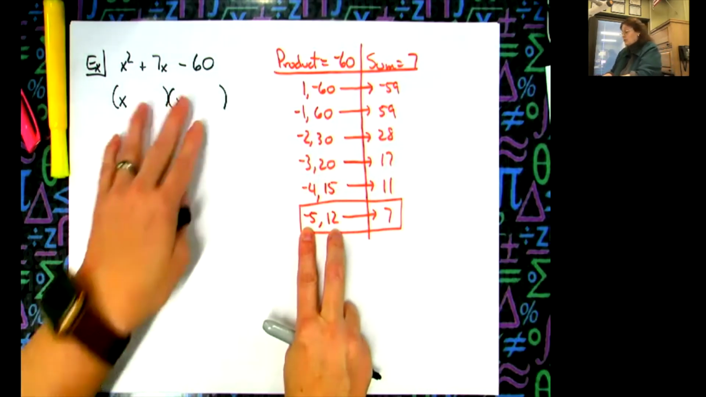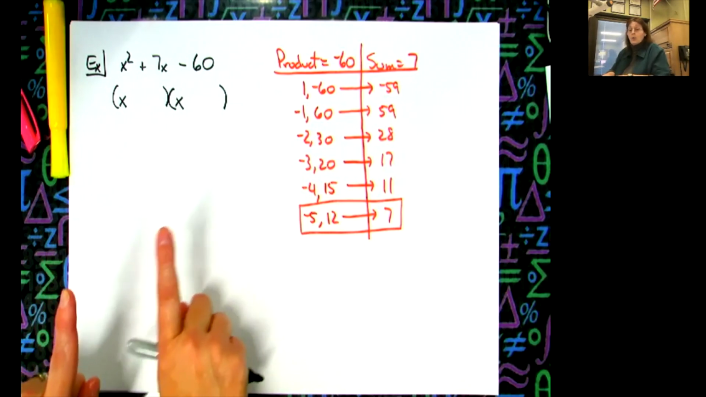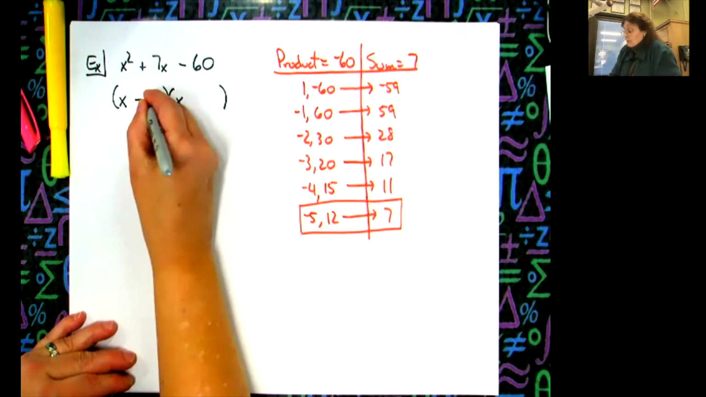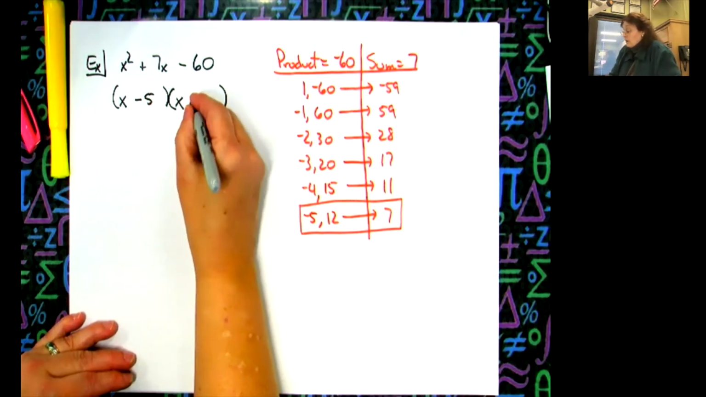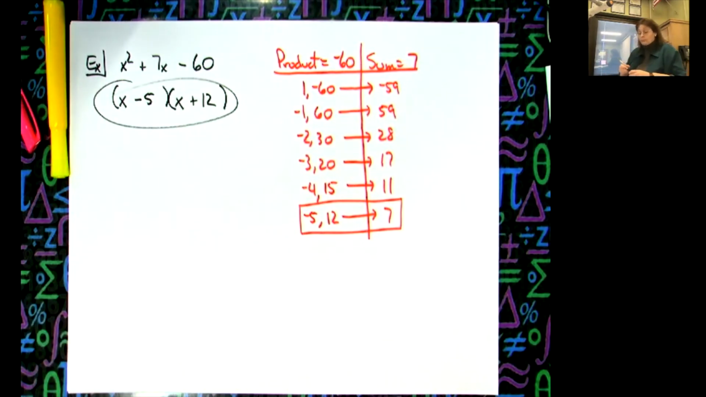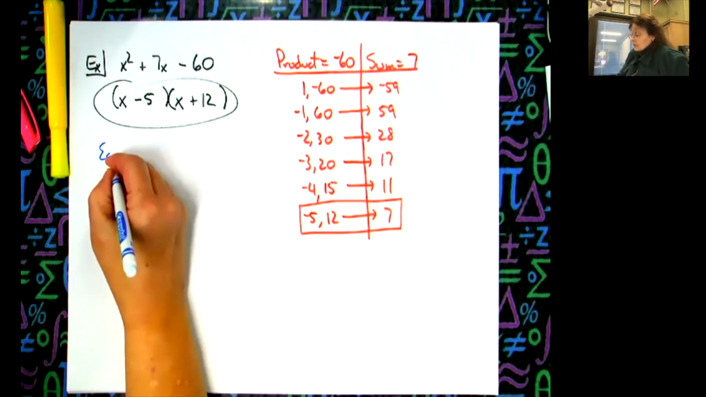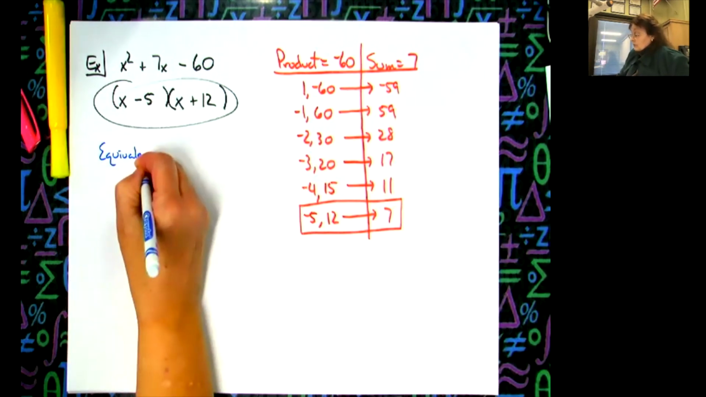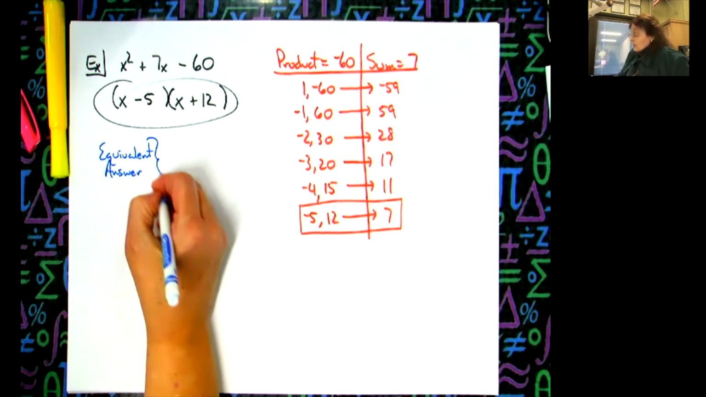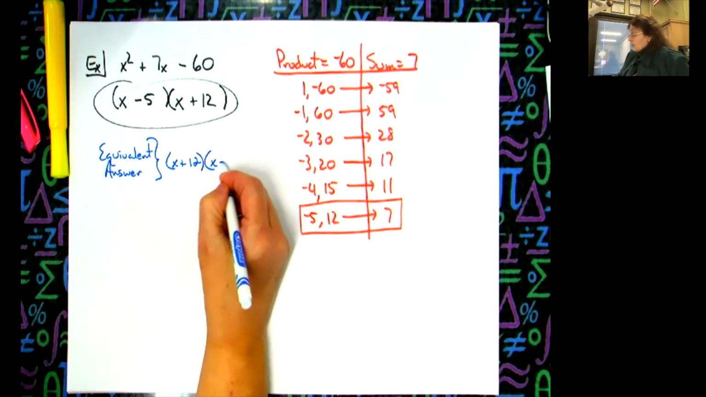Now, obviously, when I put these two numbers in here, I have a negative 5, I have a positive 12. It does not matter which one I write first. Generally, I just do whatever I happen to write down. So I put my minus 5 there, I'll put my plus 12 there. So then there is my factored answer. However, let's do note, equivalent answer. An equivalent answer would be the x plus 12 written first, and then the x minus 5.